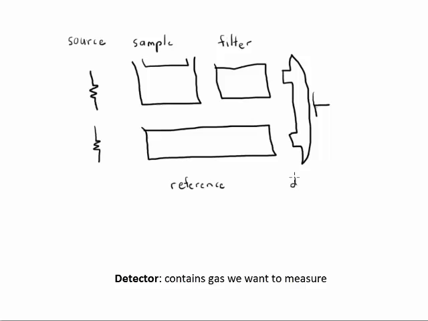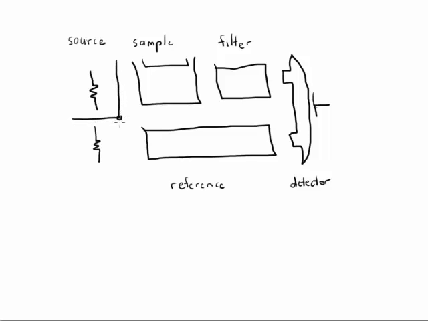The last thing that we need to add here is a chopper to chop between the two beams. So that will either allow the light beam to go through the reference or through the sample and the filter cell.